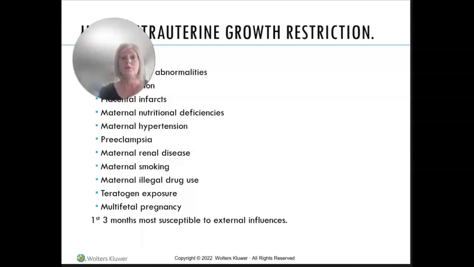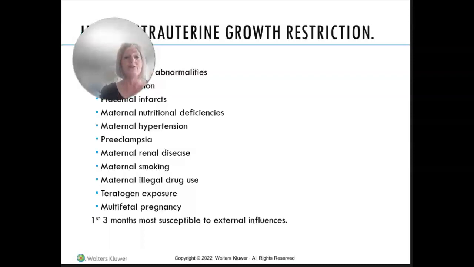Maybe mom, socially, economically, or whatever the case may be, can't afford the food. Maybe mom has anorexia nervosa and she's not eating the food. Maybe she has a fear of getting fat. So these are all things that we have to think about with mom, and we have to quiz mom and question mom when she comes in for those prenatal visits.